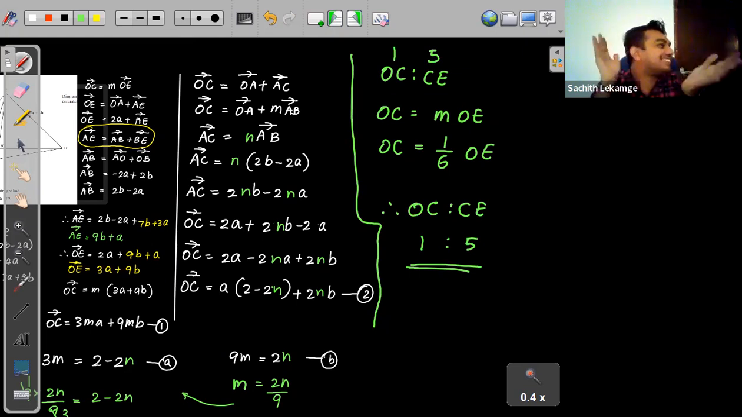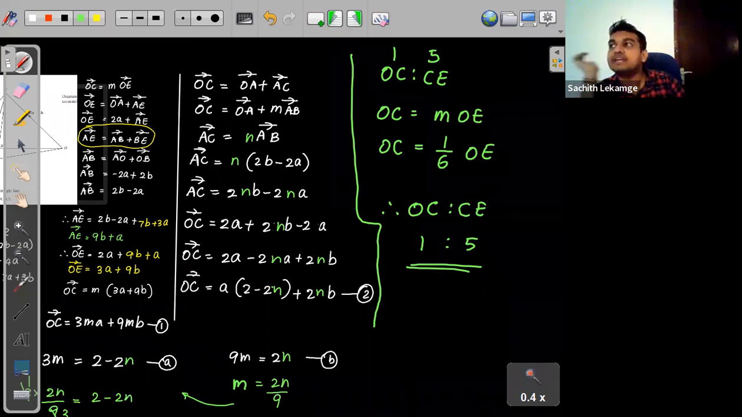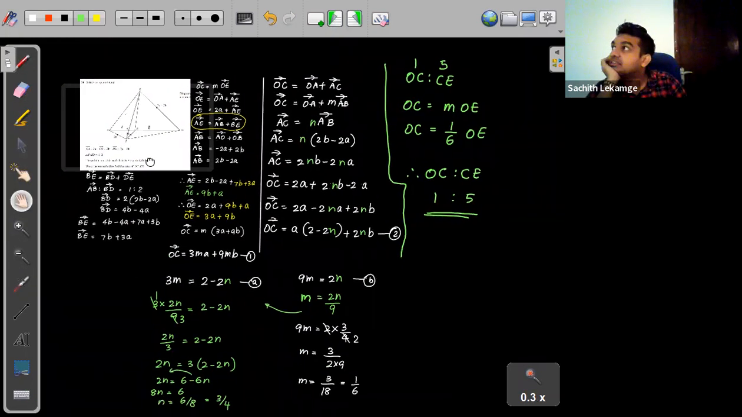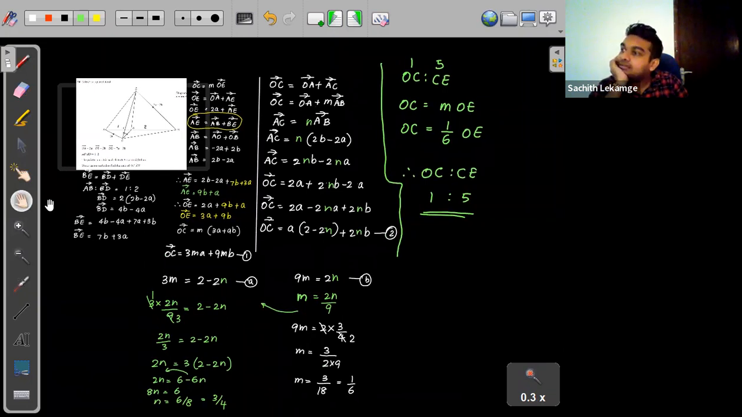It's not difficult. The theory behind this is not difficult actually. Only the working is difficult. I'll separate the working.